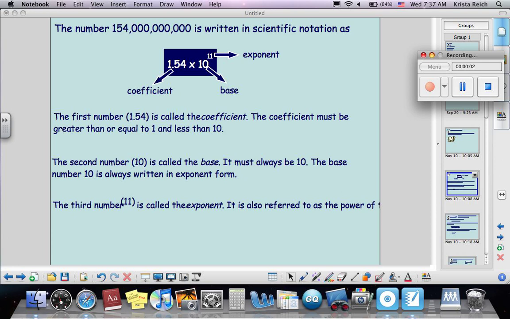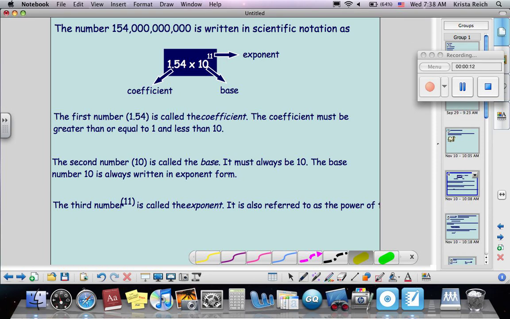Okay, this right here is our review of scientific notation. There's a couple of terms that we have to be familiar with to really understand what scientific notation is all about. First, we have the coefficient. The coefficient is the first number in our scientific notation, and it must be greater than or equal to 1, but it is not bigger than 10. It has to be less than 10. So up here we have our coefficient. This is just an example, 1.54.